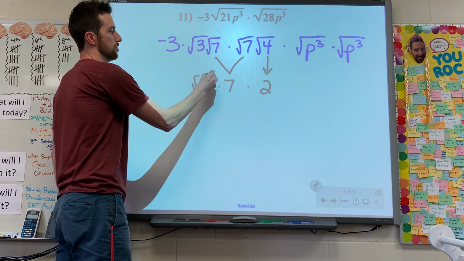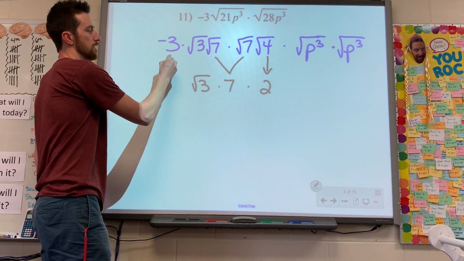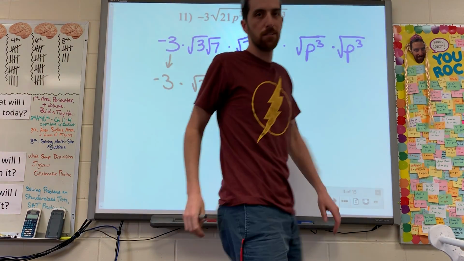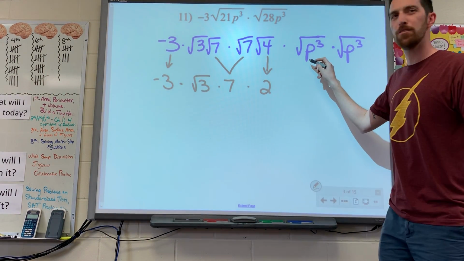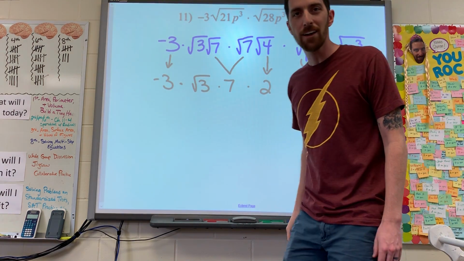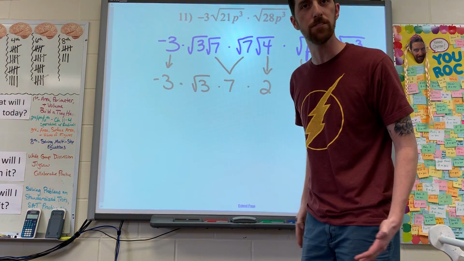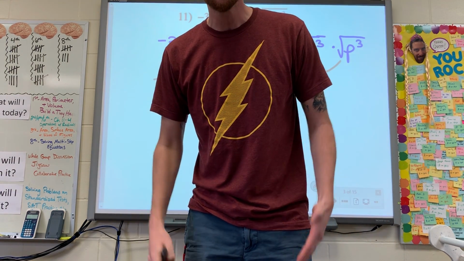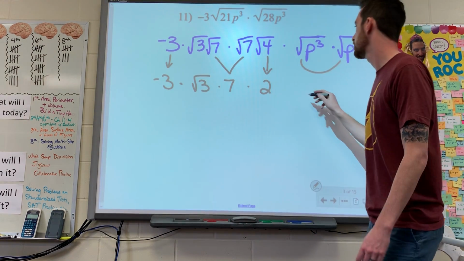We'll bring that down. We'll bring down this negative 3 over here. The square root of p to the 3rd times the square root of p to the 3rd. Yeah, it's the same thing we just did with 7s, right? Square root of p to the 3rd times square root of p to the 3rd is p to the 3rd.